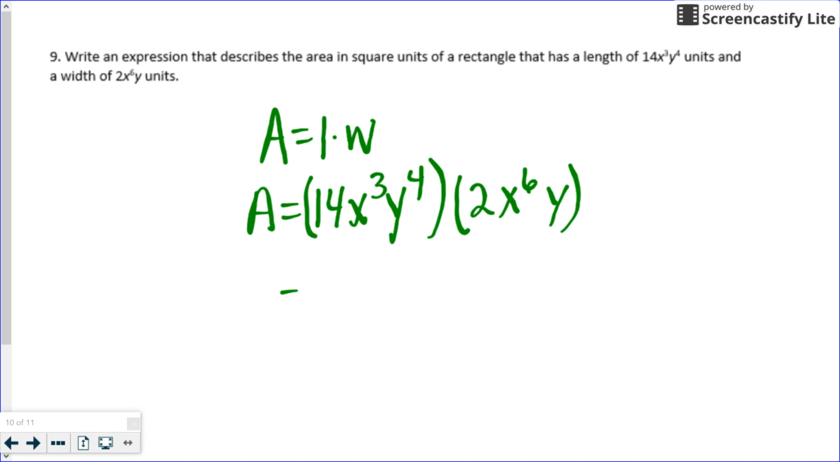All right, so multiplying, this is kind of like what we were doing yesterday. So 14 times 2 is 28. X cubed times x to the 6th, 3 plus 6 is 9. Y to the 4th times y, keep in mind there's a y to the first power there. So y to the 4 plus 1 gives you y to the 5th.